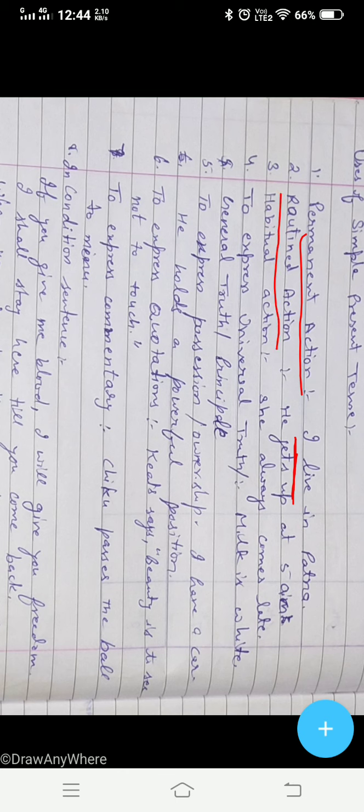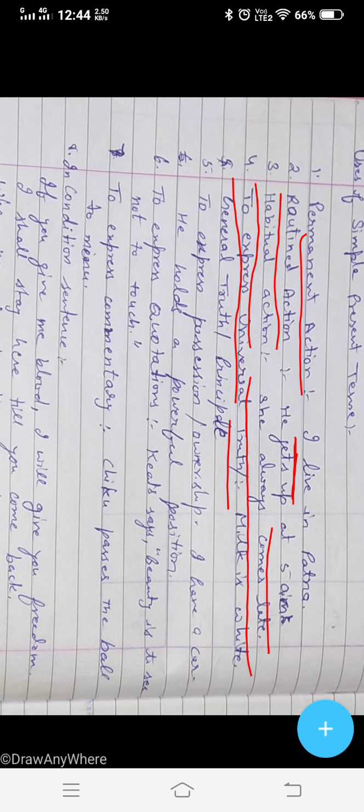Routine action. He gets up at 5 o'clock. He gets up early in the morning. Habitual action. She always comes late. उसकी तो आदत है हमेशा लेट आने की. To express universal truth. Milk is white. The sun is hot. Earth revolves around the sun. All these things are universal truth.